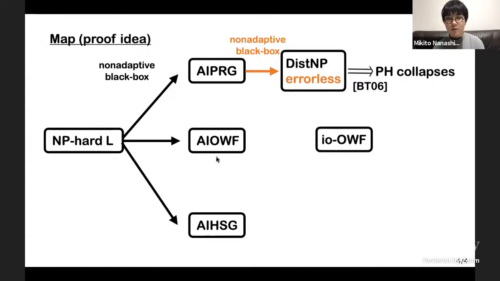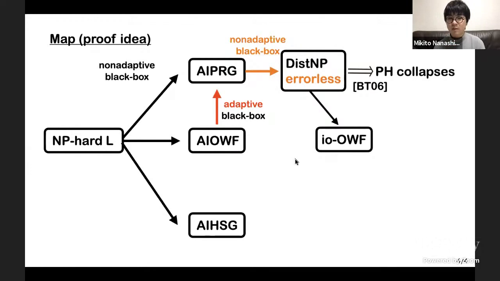And the proof for the second result here is, I guess, the key part of this work. So roughly speaking, first we translate auxiliary input one-way function into auxiliary input pseudo-random generator by using the standard cryptographic technique. Then we apply this non-adaptive black box reduction in assumption again here. Then we can construct adaptive black box reduction from NP-hard language to breaking AI one-way function. So this is a very rough explanation.